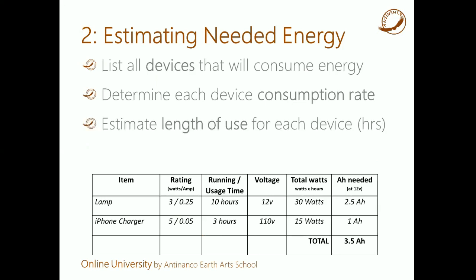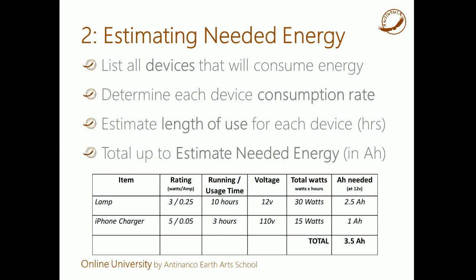The next step is estimating the length of use, and we can see the running usage time. So a lamp may be used for 10 hours, from the time it gets dark until the time you go to sleep, or maybe keeping the light on during the night. That's all important to know. An iPhone charger, you may only need it for 3 hours, figuring it's going to take you about an hour and a half to charge the phone. Then you want to do it twice. So you want to have that kind of capability.